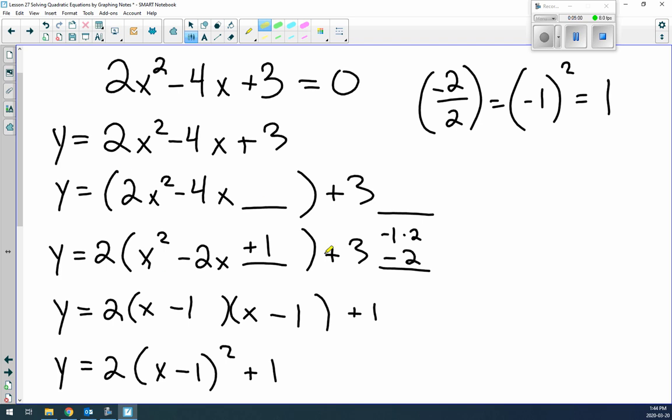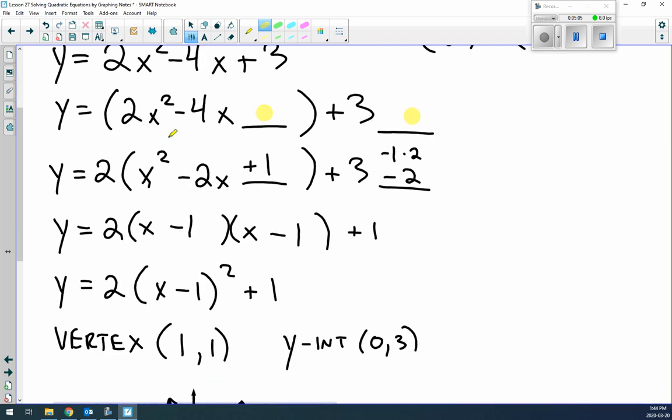Okay, so then we set up our brackets, and we're going to fill in the spot here. To do that, x squared has to be by itself. Oh, it's not. There's a 2 in front of it. So we need to factor a 2 out of these two pieces. So we factor our 2 out. So 2x squared divided by 2 is x squared. Negative 4x divided by 2 is negative 2x.